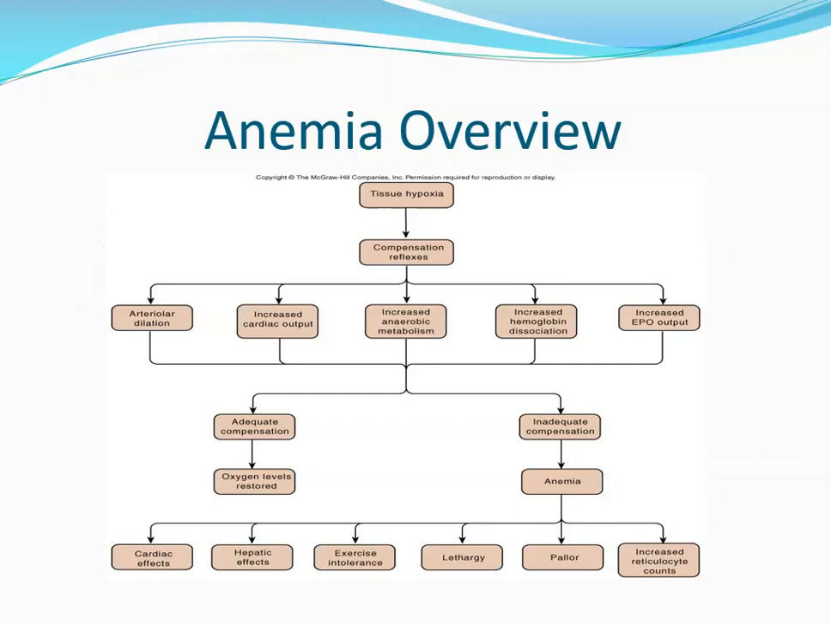This is a flow chart showing what we just had in words. With tissue hypoxia, the first thing you will see will be various compensation reflexes. If these reflexes work, then oxygen levels will be restored. But if they don't, then you will see signs of anemia.